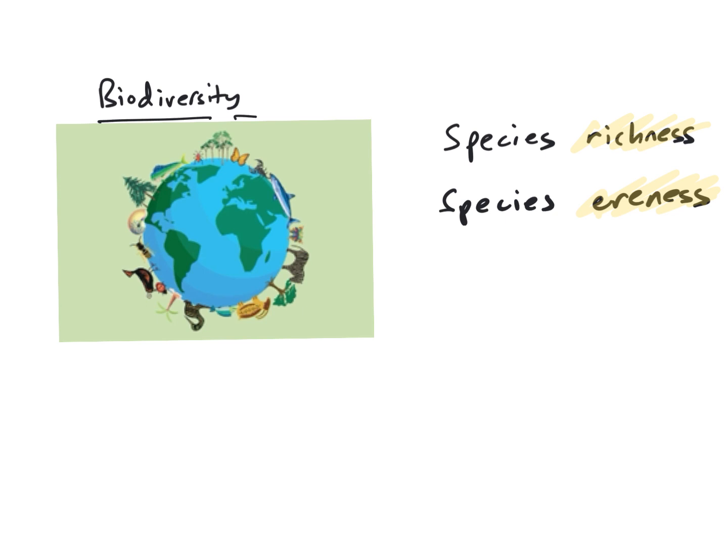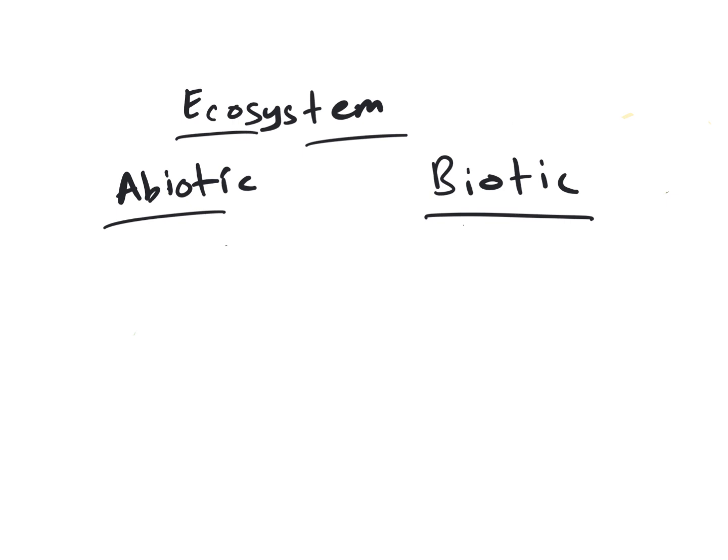At GCSE level, you don't need to know any more than that about species richness and evenness, so we'll look at interdependence between species now. When we think about biodiversity, we really need to start thinking about ecosystems and where organisms live. Ecosystems are really dependent on 2 types of factors: abiotic, which are non-living, and biotic, which are living factors. Okay, we'll cover biotic in a little bit, but first let's think about abiotic.